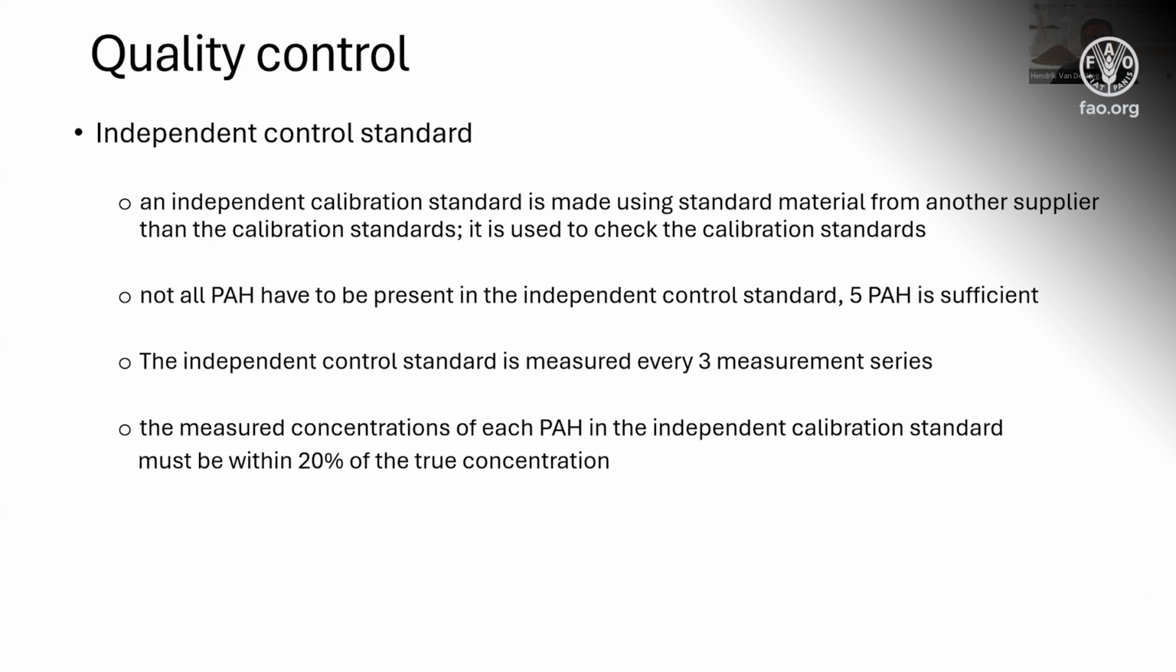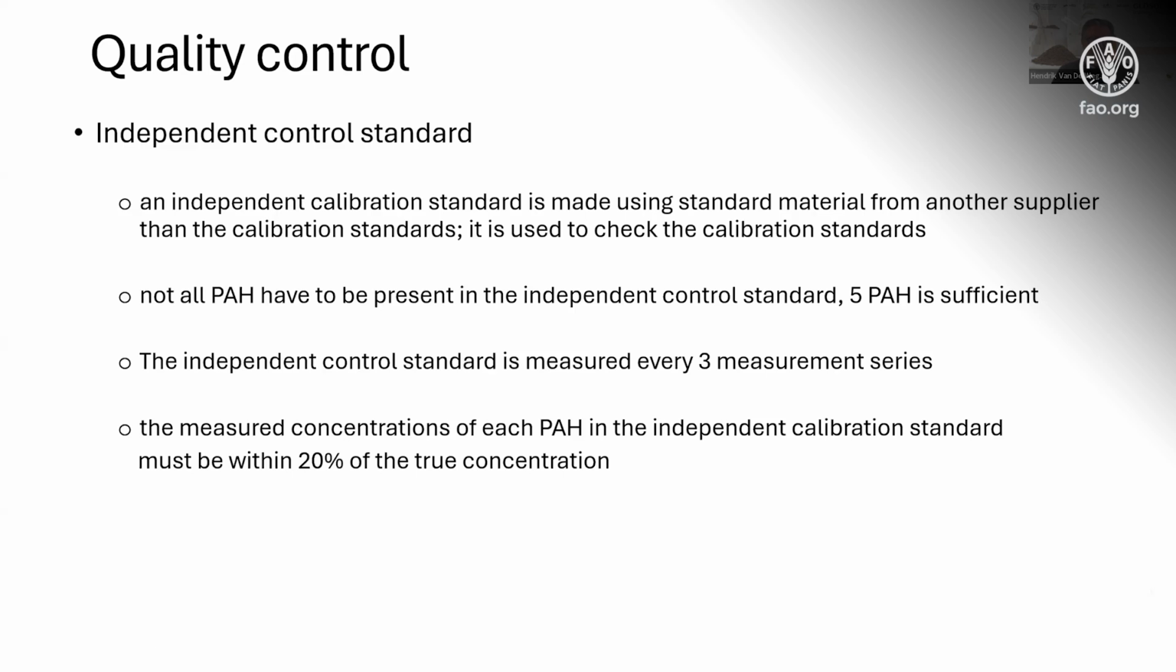An independent control standard is used to control our standards. So in fact, we have to purchase standard material from different suppliers. If some supplier has faulty standards, then it can be detected by using an independent calibration from another manufacturer or another supplier. And we use it to check the calibration standards.